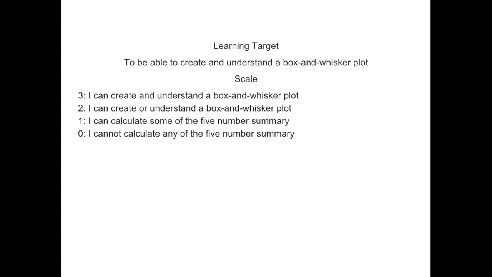The learning target for today is to be able to create and understand a box and whisker plot. For your scale, you're a 3 if you can create and understand a box and whisker plot. 2, you can create or understand a box and whisker plot. 1, you can calculate some of the 5-number summary. 0, you cannot calculate any of the 5-number summary.